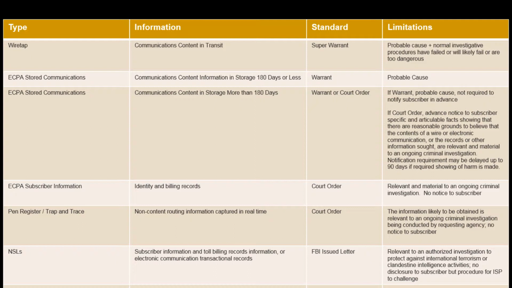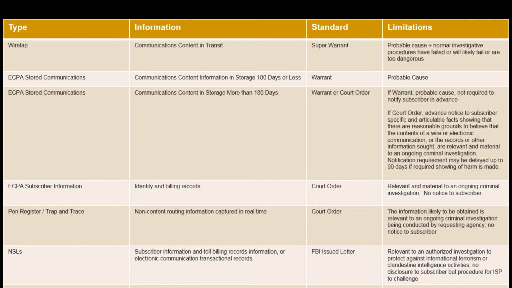If the information is in storage longer, more than 180 days, the government is required either to obtain a warrant showing probable cause, or a court order with advance notice to the subscriber, in other words, to the person whose information it is, showing why the information is supposedly required. Now, why the difference there? Well, if you're giving notice to the subscriber, then the subscriber can contest that. Very similar to, for example, a subpoena in a civil action.